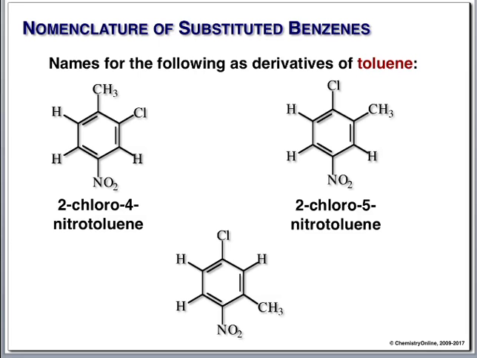Go ahead and do our last one here. This is going to be carbon 1, isn't it? So the nitro group's going to have to be on 2. This guy's going to have to be on 5. 5-chloro, 2-nitro, toluene.